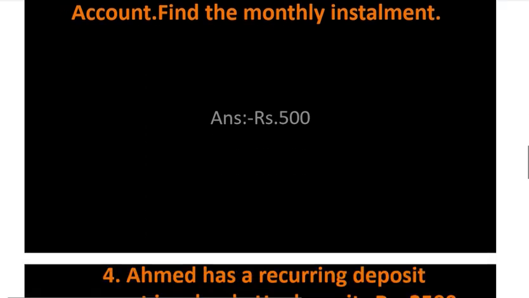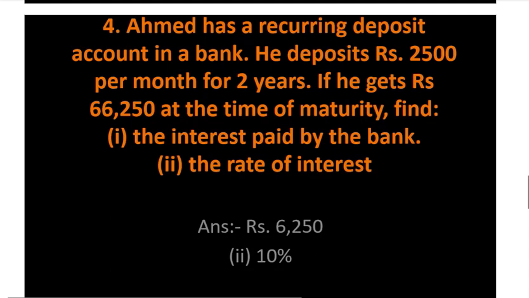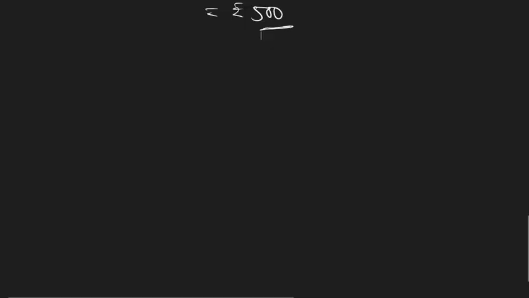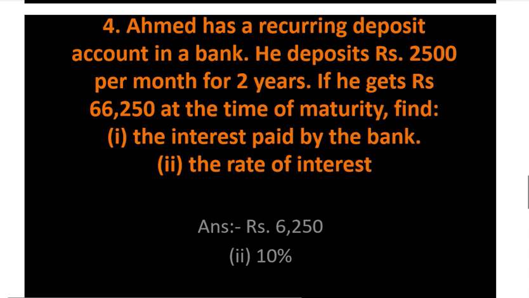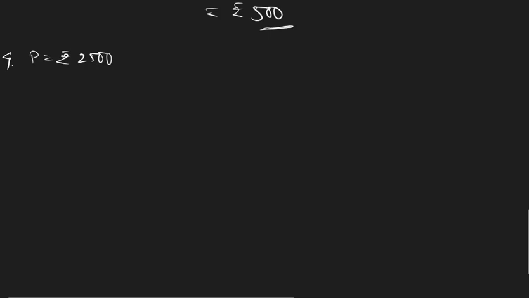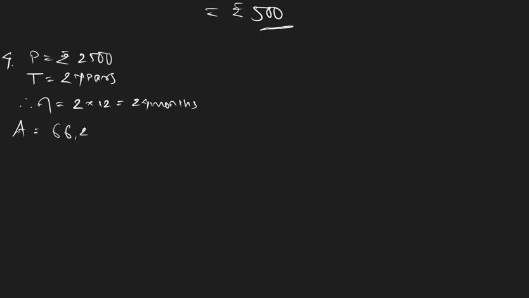Let's go to the next question. The next question is the fourth one. Ahmed has a recurring deposit account in a bank. He deposits rupees 2500 per month for 2 years. So number 4, rupees 2500 is the monthly installment. For how many years? For 2 years, and he gets rupees 66,250 at the time of maturity. So your time period is 2 years, and therefore n is equal to 2 into 12, that is 24 months. And he gets the amount back at the time of maturity, 66,250 rupees.